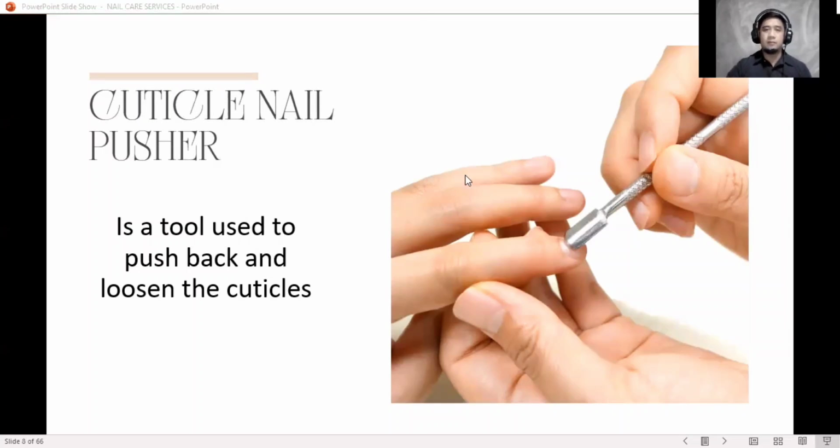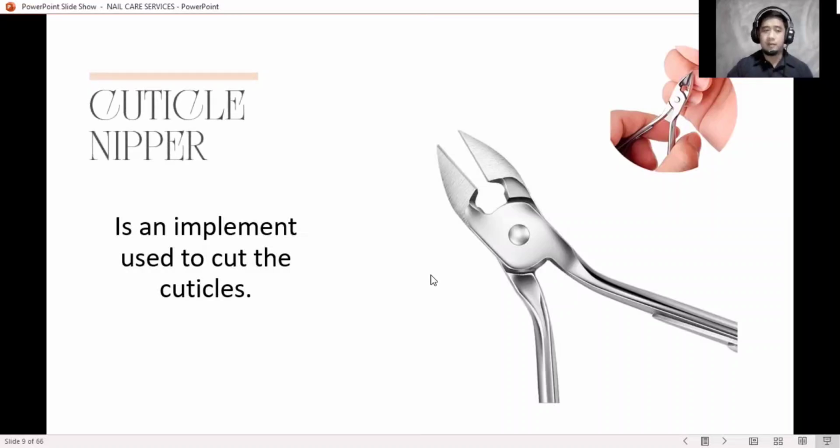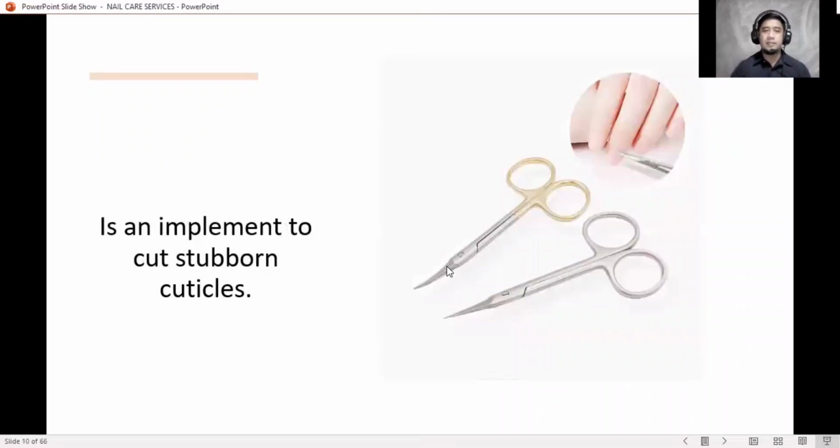Third, we have this tool. It is an implement used to cut the cuticles. And this one, we call it Cuticle Nipper. This Cuticle Nipper, usually we have this at our home, no? Kasama ng ating mga pang nail care talaga, kasama ng nail cutter that we have, or nipper.